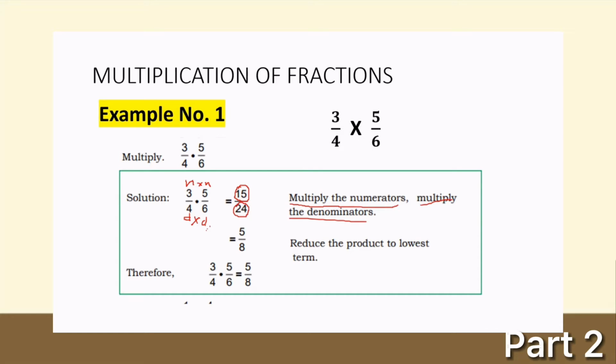As you can see, it can be reduced to lowest term. So maghahanap ka na pwedeng i-divide sa kanilang dalawa. And that is 3. Divisible siya by 3. So 15 divided by 3 is 5. 24 divided by 3 is 8. So therefore, the product of 3/4 and 5 over 6 is 5 over 8.